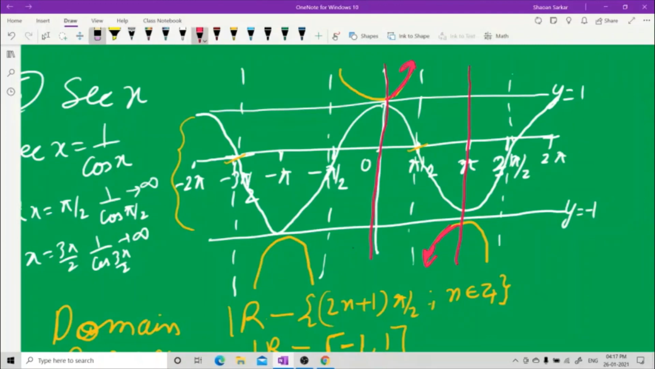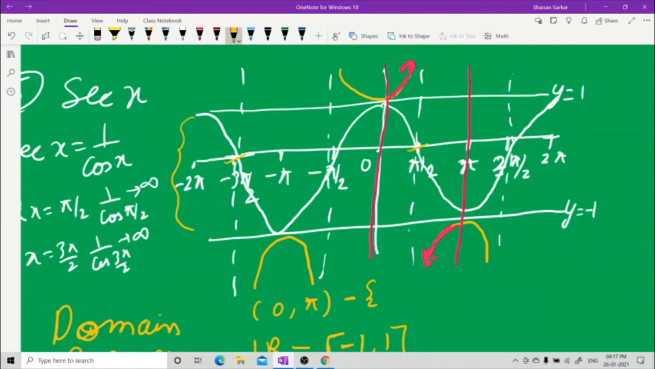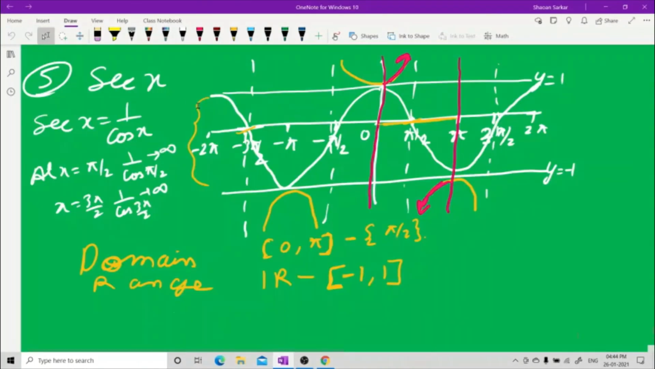Now my interval will be my domain. In order to make this, this whole thing I'll rub off. My domain would be exactly, I'll remove 0 to pi, this much portion, and I'll remove pi by 2. Now this much portion of the graph I'll take, and I'll try to draw your sec inverse. We did the chopping of the domain. Now we are going to construct the sec inverse graph.